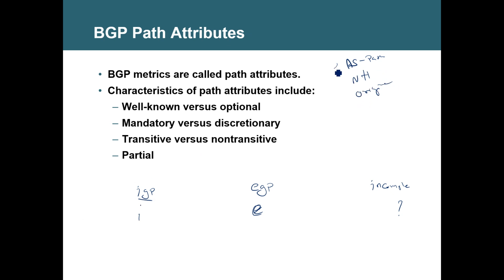Now, local preference is well known, but this won't be seen in the updates coming from eBGP. Though it is well known, it is discretionary. It's not seen when an update comes from eBGP, which means it is not mandated. But you cannot use the word optional because it has another meaning. Later we'll see that. So local preference is well-known discretionary.